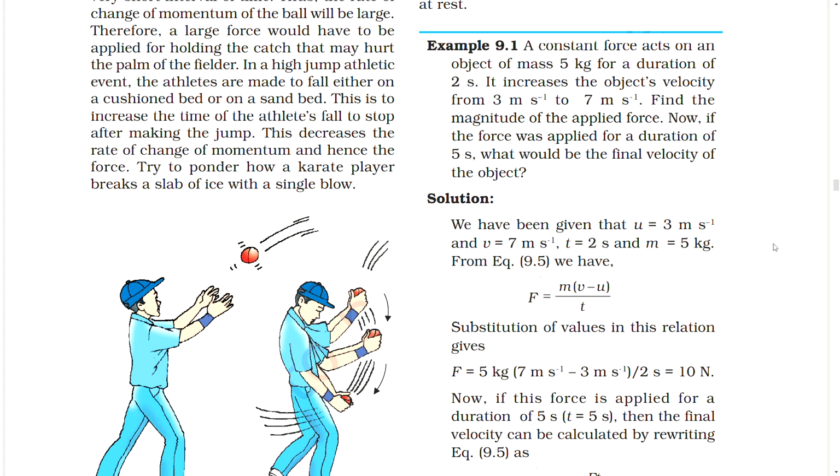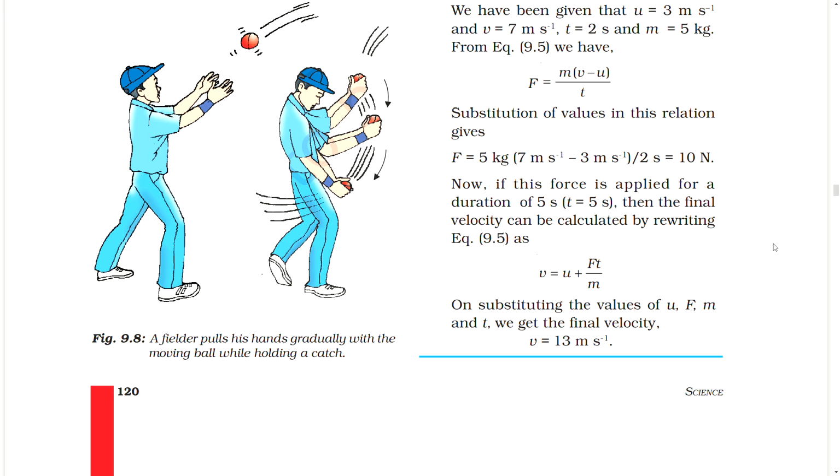Now, if this force is applied for a duration of 5 seconds, t equals 5 seconds, then the final velocity can be calculated by rewriting the equation as v equals u plus Ft by m. On substituting the values of u, F, m and t, we get the final velocity v equals 13 meter per second.